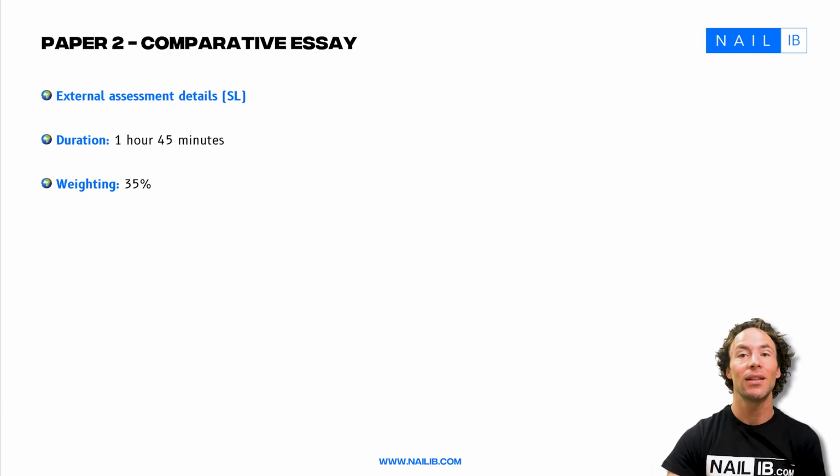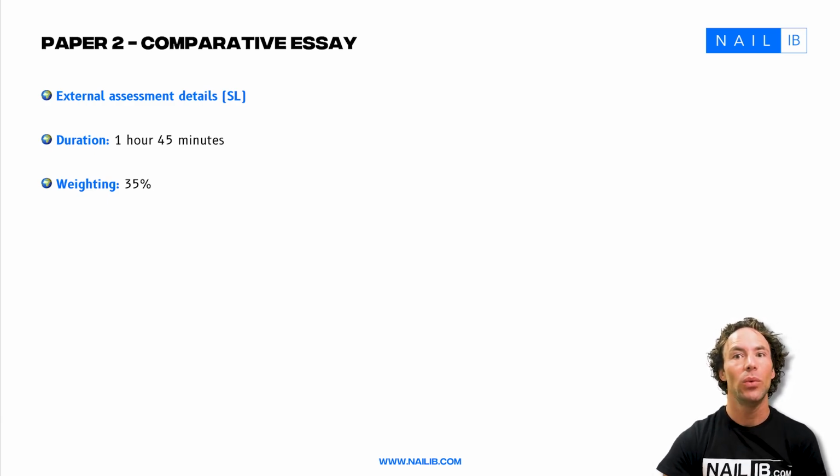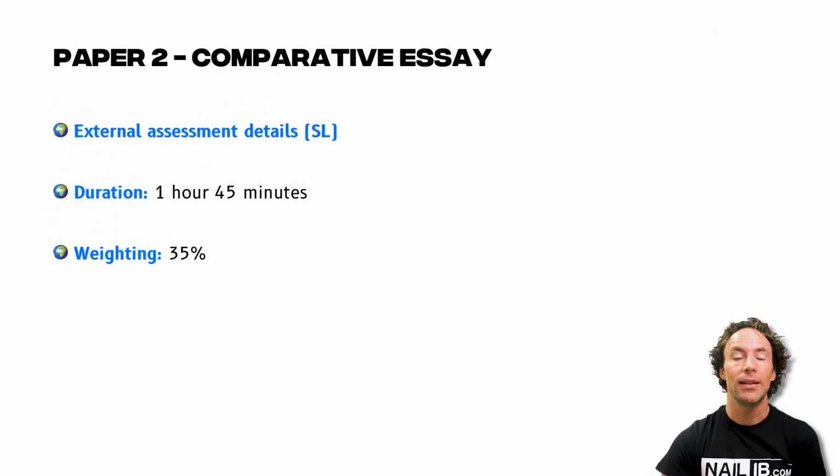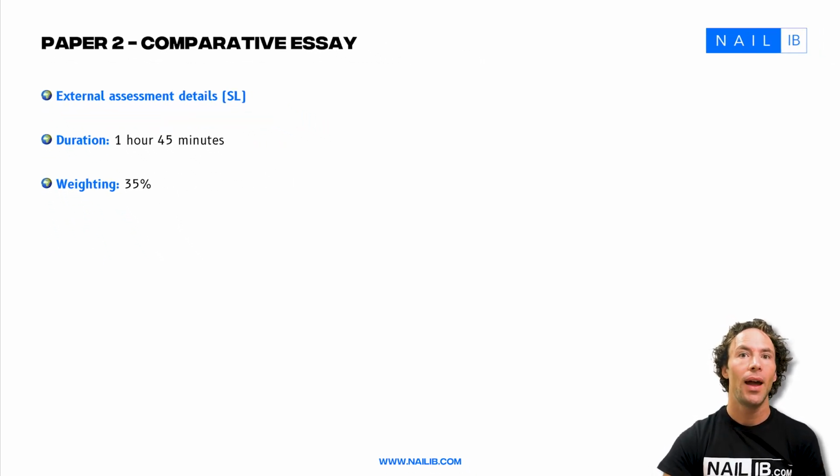Today we'll be looking at, as a continuation of our rubrics, paper 2, the comparative essay. This is where we'll be transitioning from a guided literary analysis to a comparative essay. Here, it's externally assessed. So it goes to the IB, they will mark it, and it will last an hour and 45 minutes, compared to the hour and 15 minutes of paper 1. The weight, however, is still 35%.